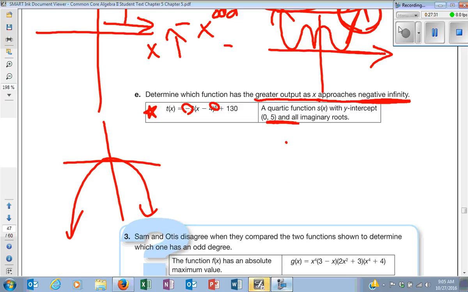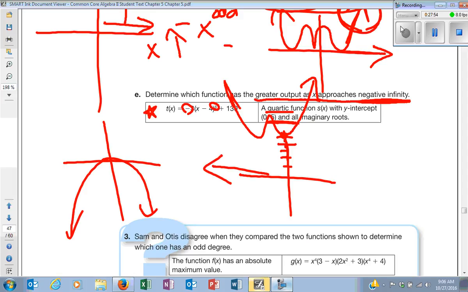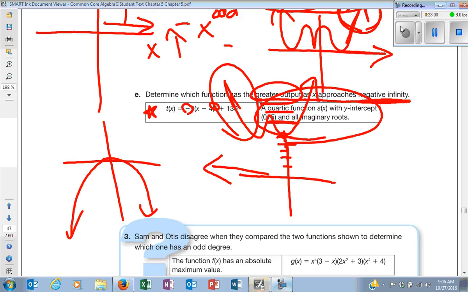Whereas this guy over here, I know it's got all imaginary roots. I know that this thing has an intercept of 5. 1, 2, 3, 4, 5. So I know that it starts up, somehow gets here, and ends up. So to me, as this thing is approaching negative infinity, the greater output is up here. So I believe this guy wins. I hope I did a good job explaining that.